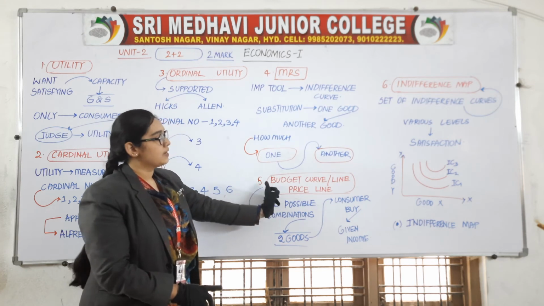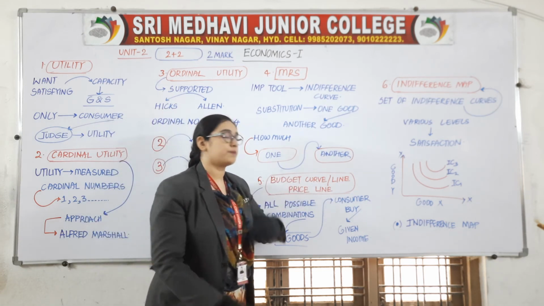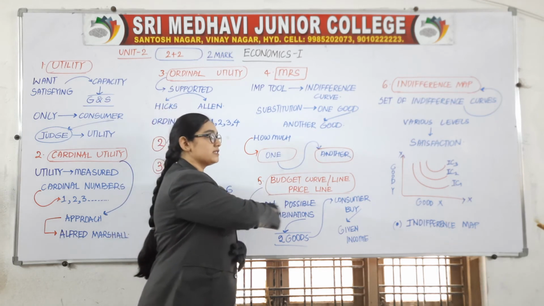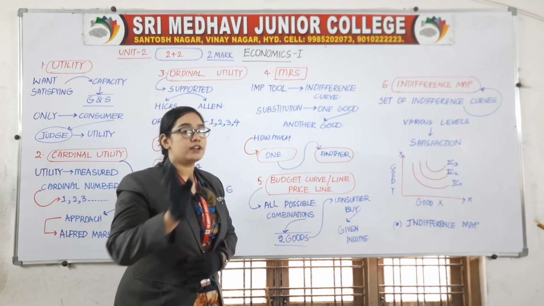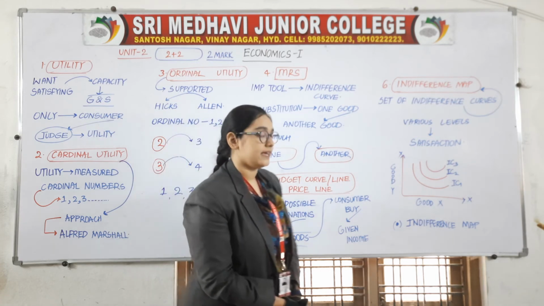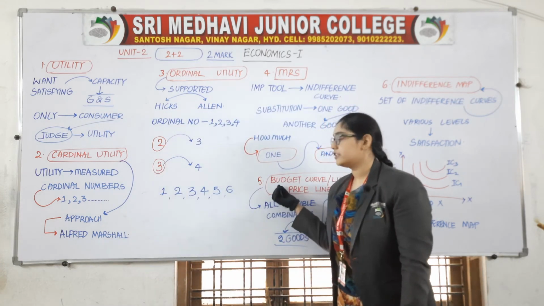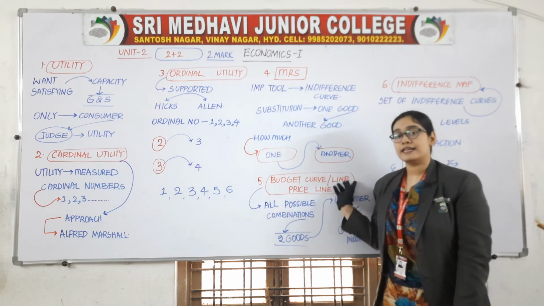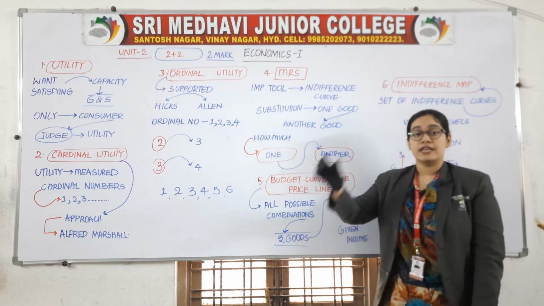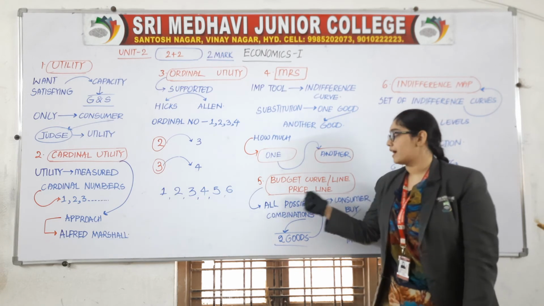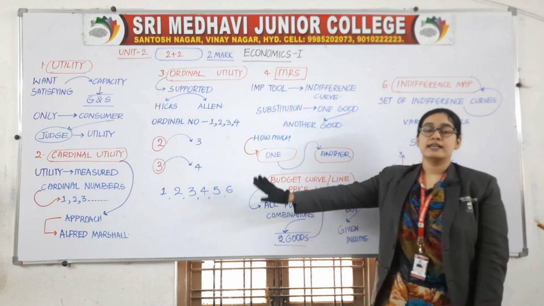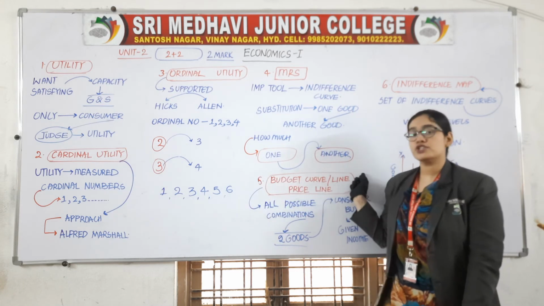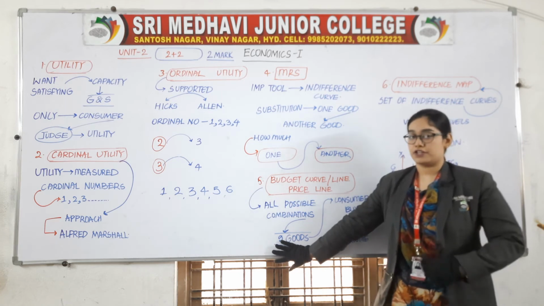Next definition is budget curve, line or price line. Now, you might be getting a doubt that, madam, this is a very long question. It's not a long question. It is something like, in exam, if you get budget curve, you need to write the same definition. If you get budget line, you need to write the same definition. If you are getting price line, then also you need to write the same definition. So, it's 3 in 1. Whatever question you get, write the same definition.